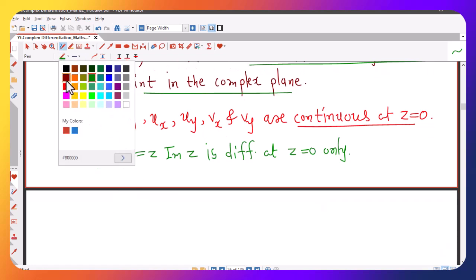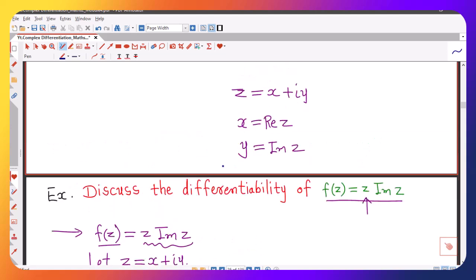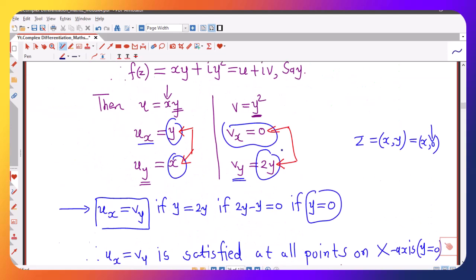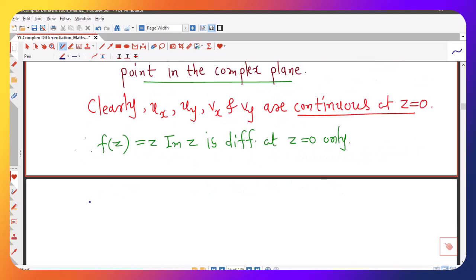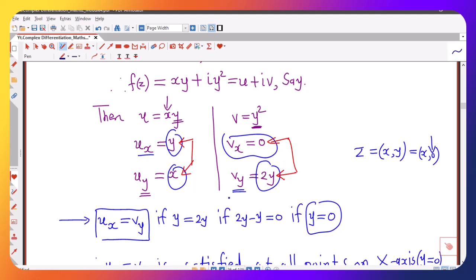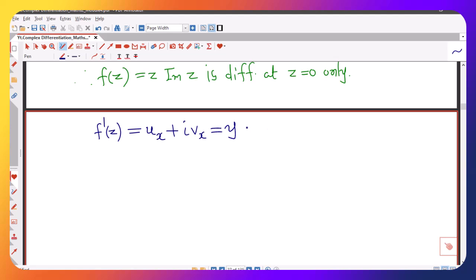And here we are asked to discuss the differentiability. Therefore, we should write the derivative also. Here the question is: discuss the differentiability of f of z equal to z times imaginary part of z. f dash z is given by del u by del x plus i into del v by del x. What is del u by del x? It is y, and del v by del x is 0. So this is equal to y plus i into 0, equal to y.